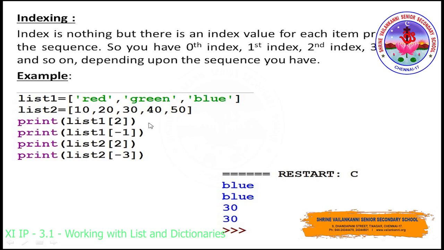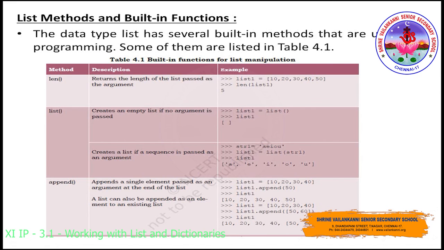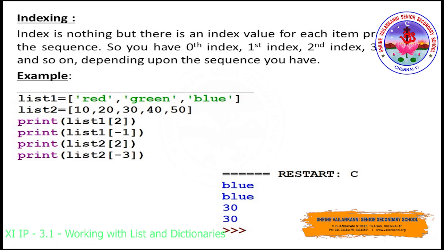So list1 of 2, if I give, what will happen? Blue will be displayed. Similarly, list1 of -1, again blue. And list2 of 2, what is the value of list2 of 2? It is 30. And at the negative index position -3, again 30. So this is how it works. These are the operations on list which you can perform.